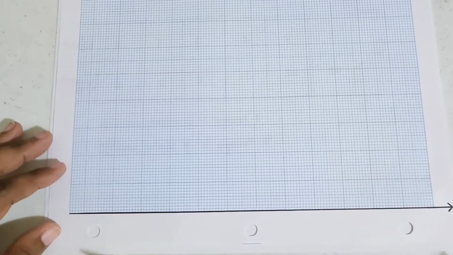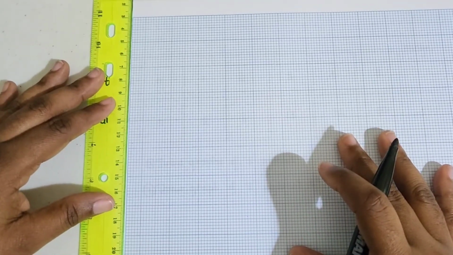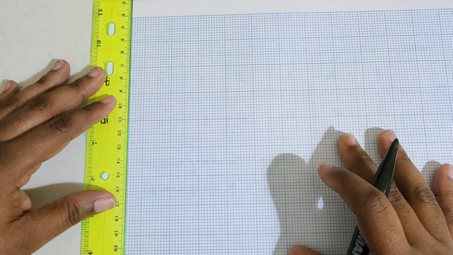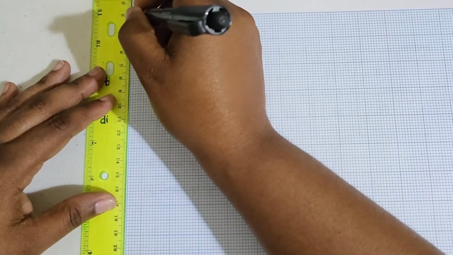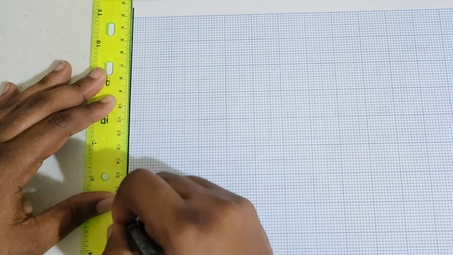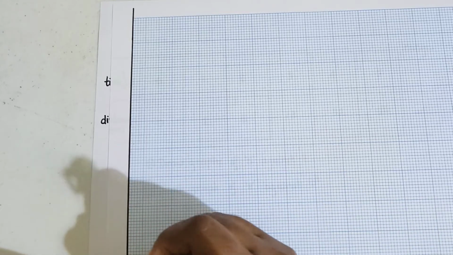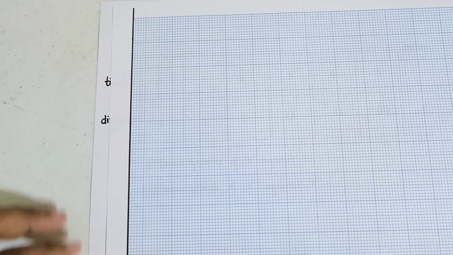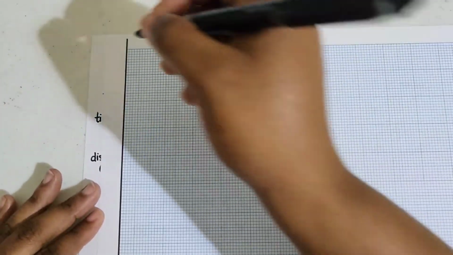And then I'm going to draw my Y-axis now, which is the line that's vertical. Again, I'm going to draw it on the margin. Give enough room. All right, so we have our X and our Y. I'm going to put my arrow right here.